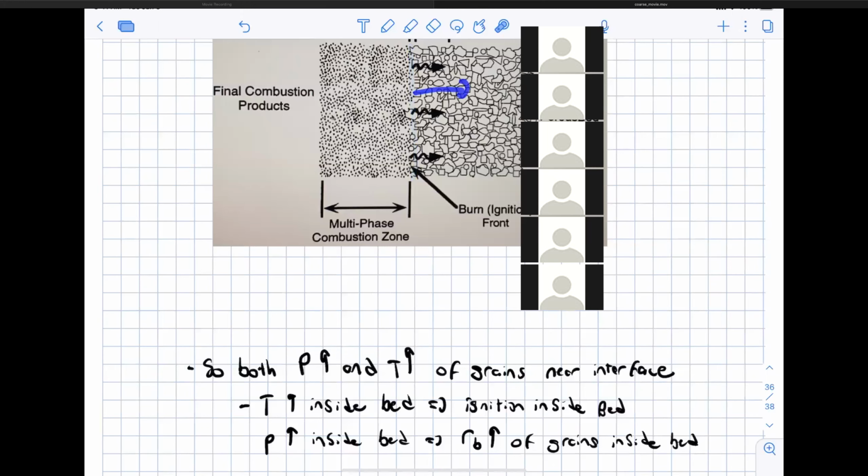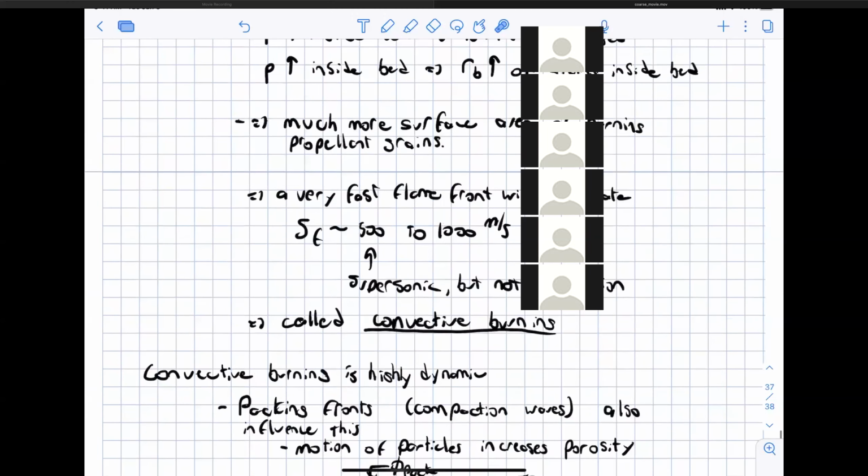This burning front can actually propagate at speeds of up to 500 to 2,000 meters per second. It can be supersonic, but it's not a detonation. It has not reached that state yet. But these produce very fast supersonic flames. They are normally disastrous if you encounter convective burning. It is normally something to be avoided at all costs, just due to how fast they go and how destructive they can be. Okay, and so this phenomenon is called convective burning.